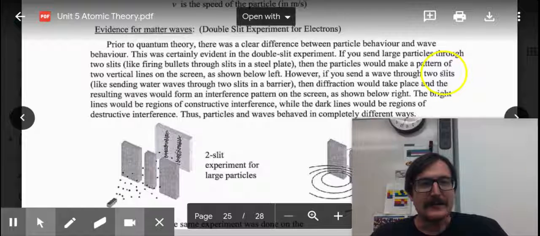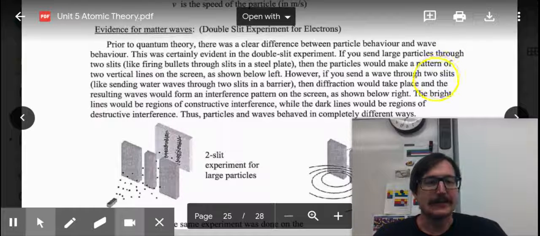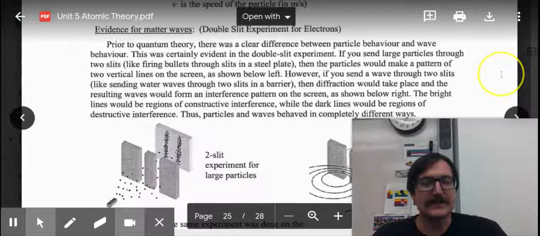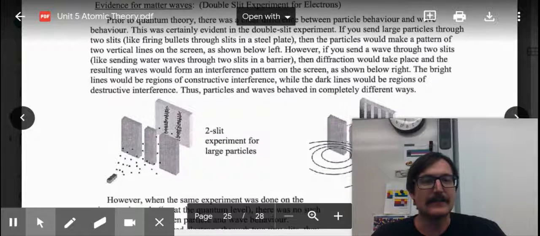However, if you send a wave through two slits, like sending water waves through two slits in a barrier, then diffraction would take place and the resulting wave would form an interference pattern on the screen, as shown on the right. The bright lines would be regions of constructive interference, while the dark lines would be regions of destructive interference. Thus, particles and waves behaved in completely different ways.